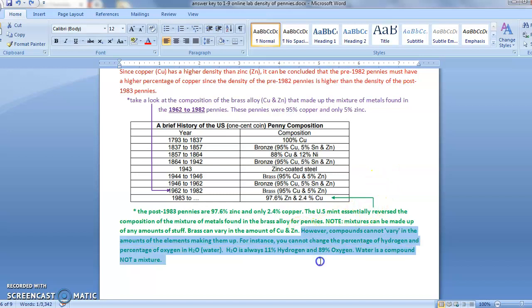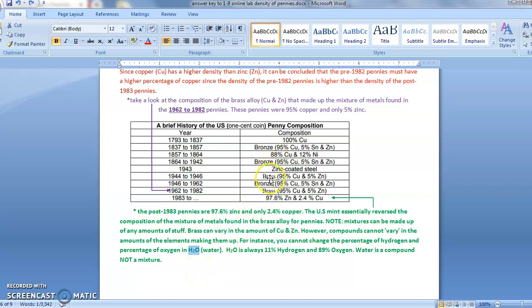That's not the same case with compounds. Compounds are not allowed to vary in the amount of elements making them up. You can't just arbitrarily decide how much of each substance you're going to put together to make a compound. Water is a compound. A compound is two or more different elements that have joined together chemically. Water always has two hydrogens in the compound for every one oxygen. So water is always 2 parts hydrogen, 1 part oxygen.